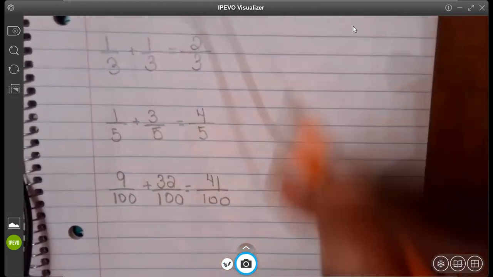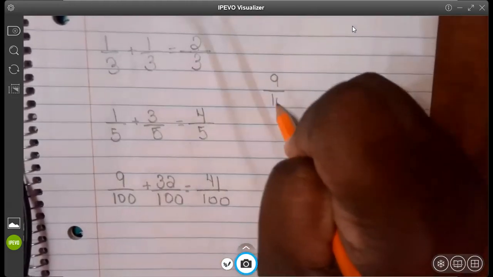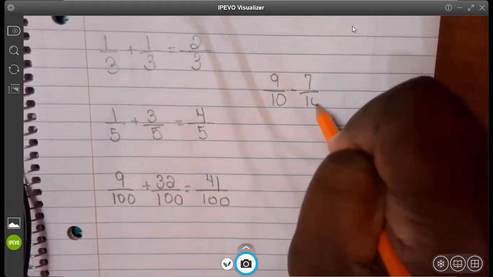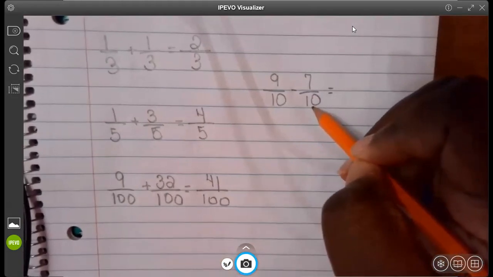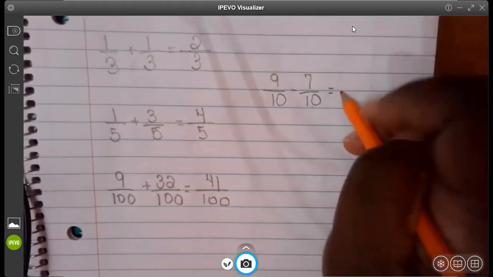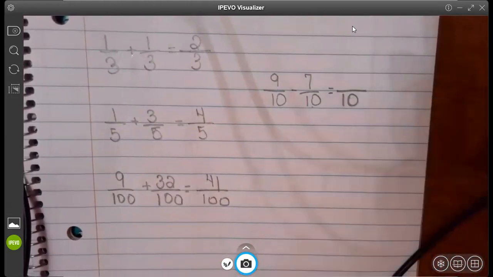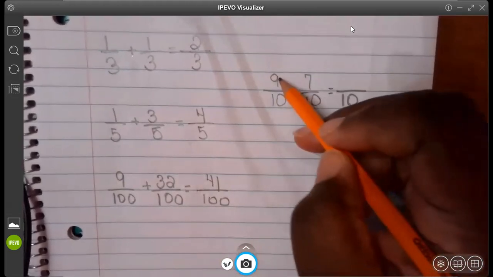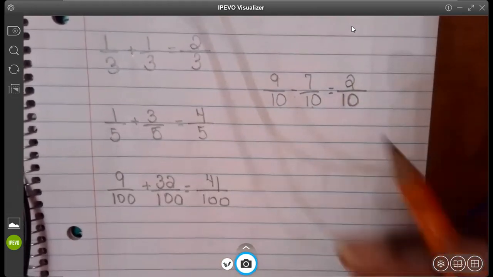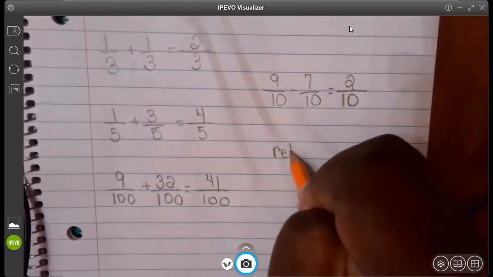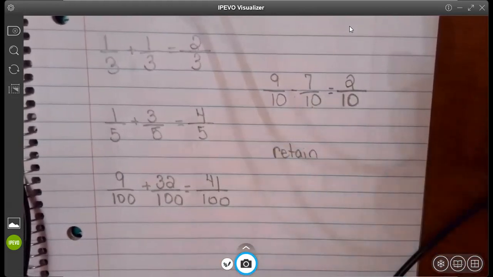So let's do a couple of subtractions. So let's do 9/10 minus 7/10. Again, the steps do not change. I'm going to ensure that my denominators are alike. 10, 10. So I'm going to keep that same denominator. Then I'm going to subtract my numerator. 9 minus 7 is 2. Our key word today is retain. The word is retain. And retain means to keep the same. So we're going to retain our denominator.